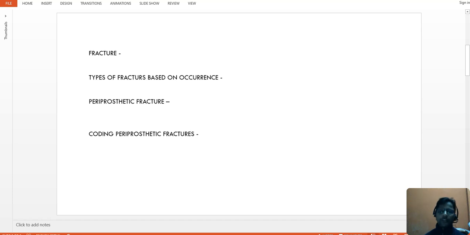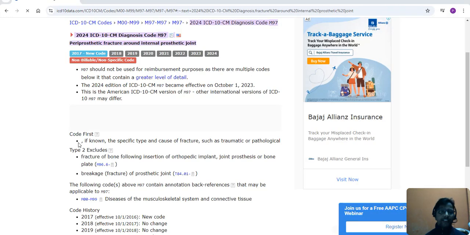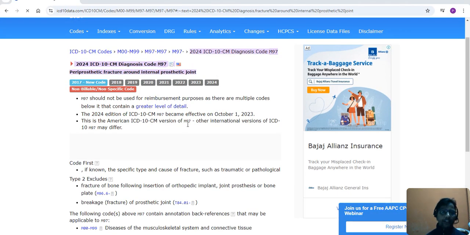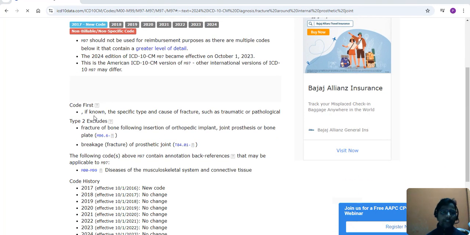Now we will learn how to code periprosthetic fractures using ICD-10 CM. In ICD-10 CM, the M97 series is usually used for periprosthetic fractures. Under M97, if you see the instruction note, they provide that if you know the cause of the periprosthetic fracture, you need to code that cause separately along with the periprosthetic fracture, like traumatic or pathologic fracture. So if you see here, this is the M97 series. Okay. If you see here, code first if known the specific type and cause of the fracture such as traumatic or pathological.